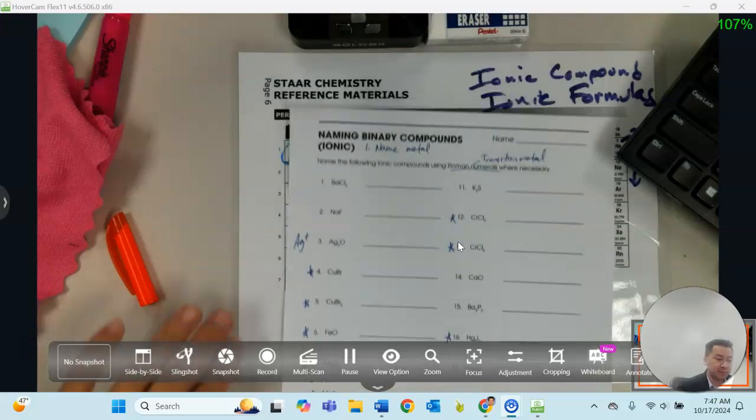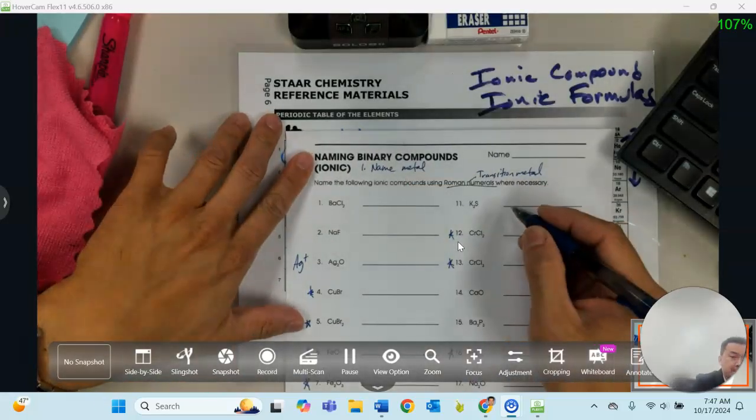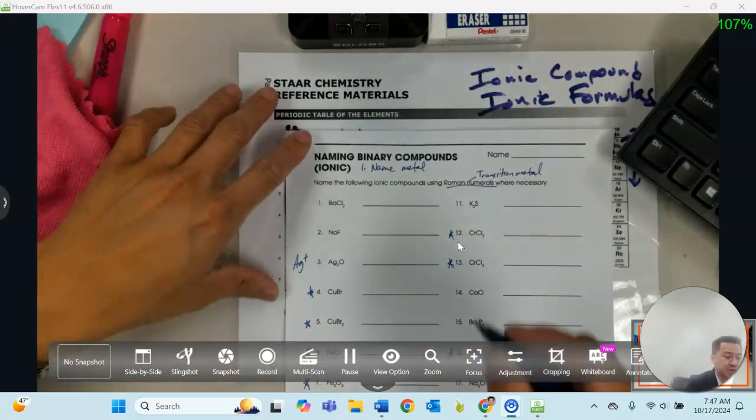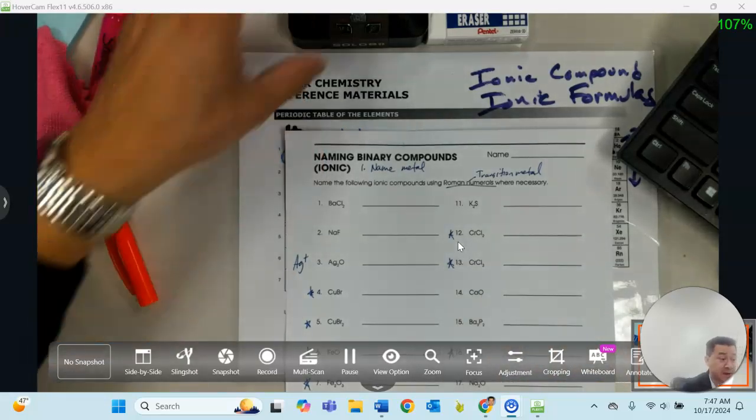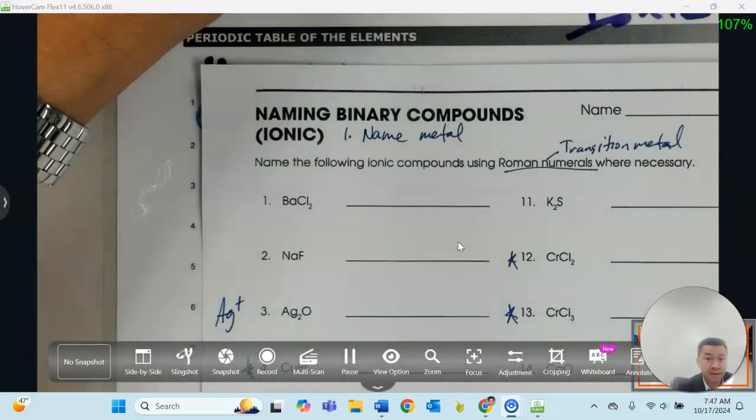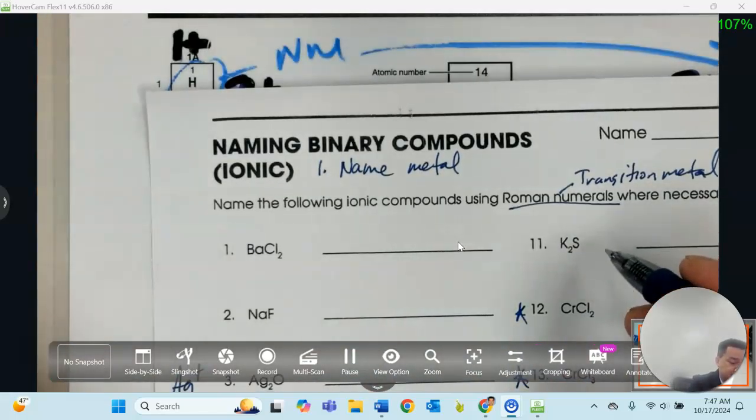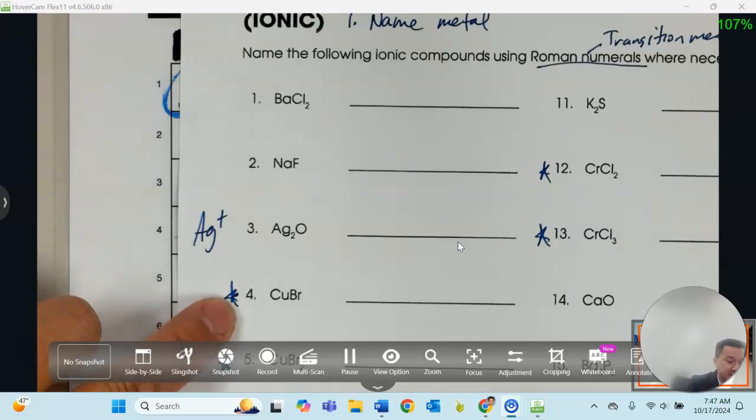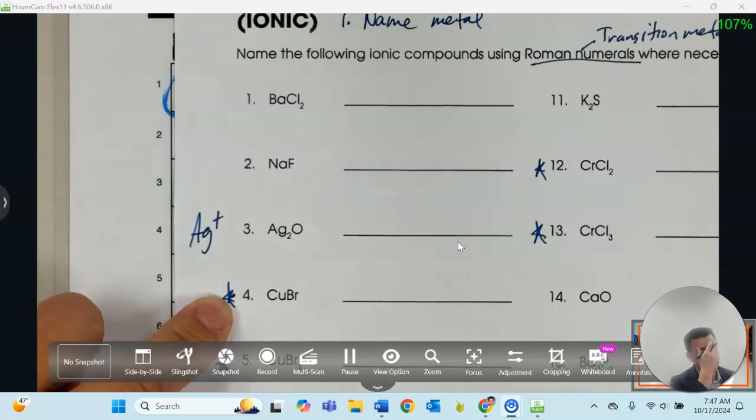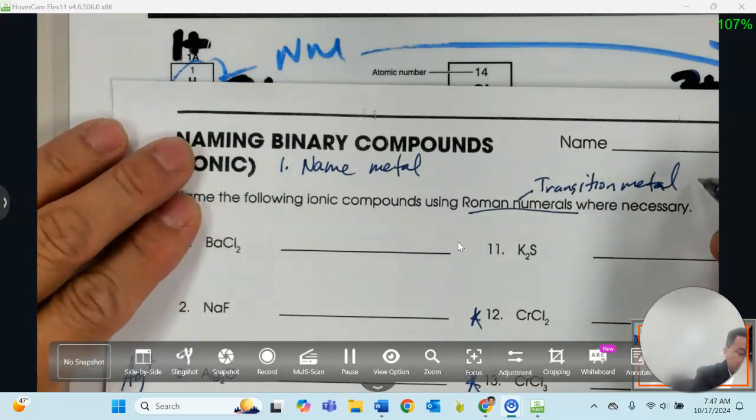All right. First, name the metal, the non-metal. So the metal, which is the cation, right? It's the positive, the cation. Name the metal which is the cation. If it has a transition metal, you have to use the Roman numerals. And the Roman numeral is basically the charge.